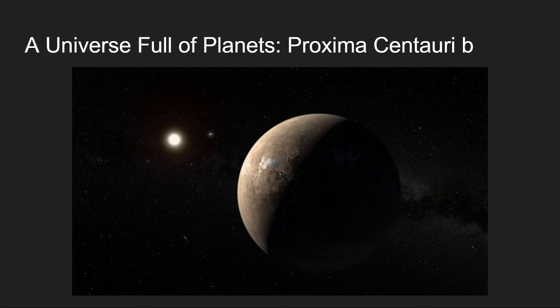Now, another one that is very promising is Proxima Centauri b. So Proxima Centauri is actually the closest star to us, and it turns out that it has a planet. Not only does it have a planet, it has a planet that's roughly the same size as the Earth, a little bit bigger, about 1.5 times the size of the Earth, and it also sits in that Goldilocks zone.